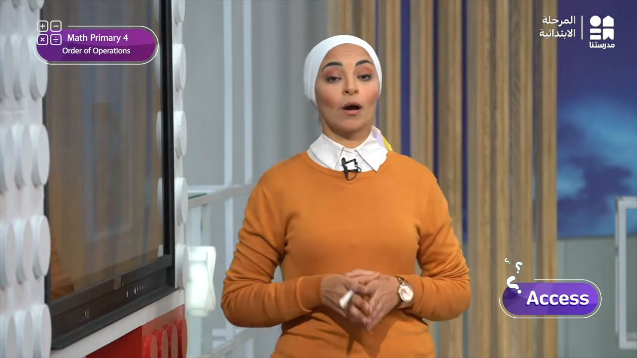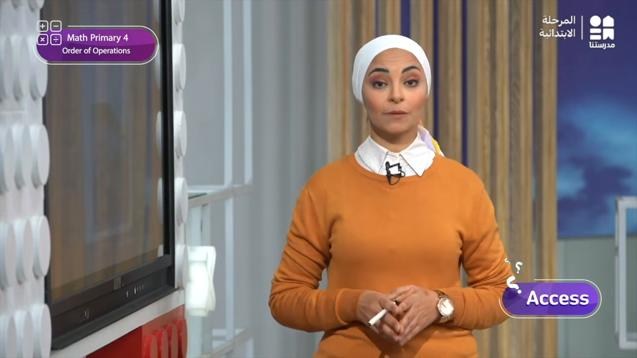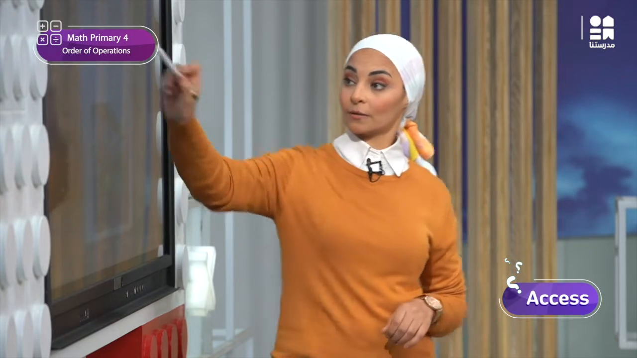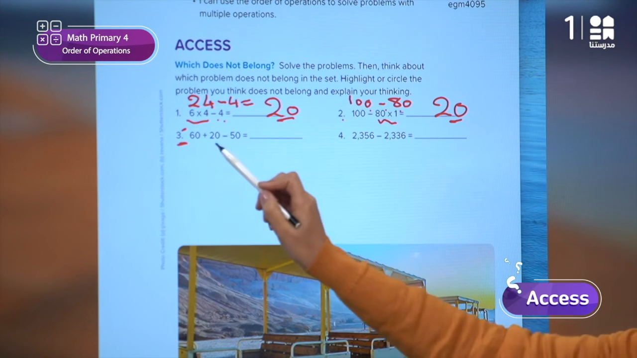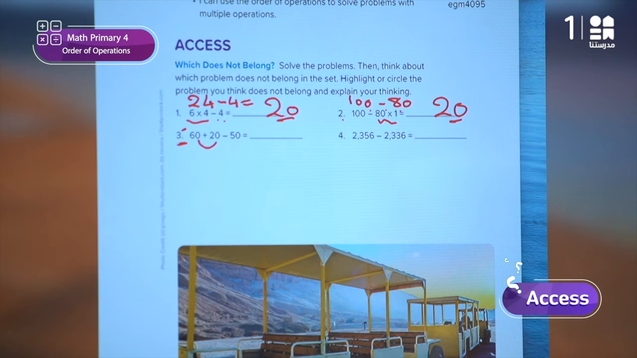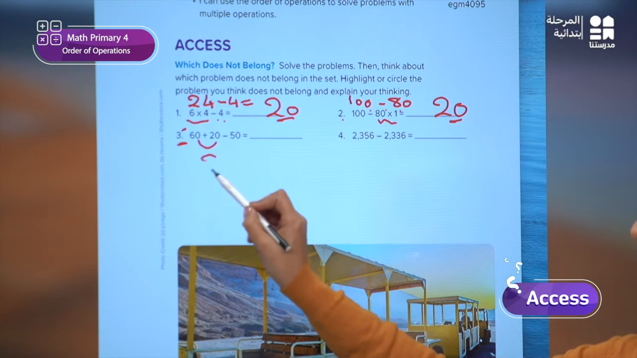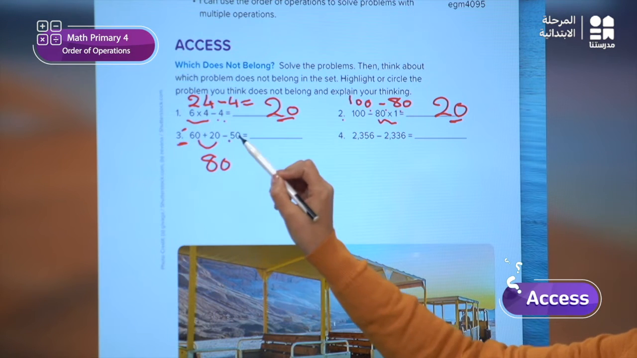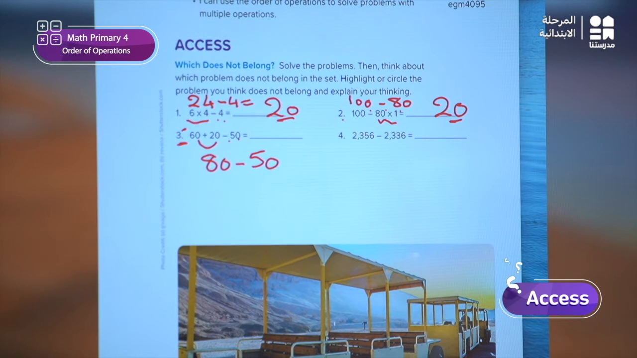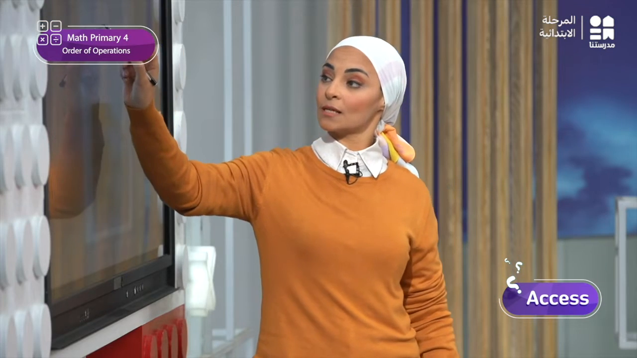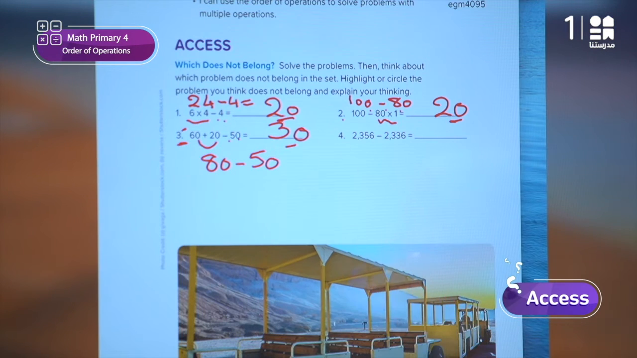And now this problem has no brackets or multiplication or division, so we are going to solve directly from left to right. I'm talking about problem number 3. I will start with 60 plus 20. 60 plus 20 equals 80. Then I will move to the subtraction step, 80 minus 50. 80 minus 50 gives me 30. So my answer is 30.